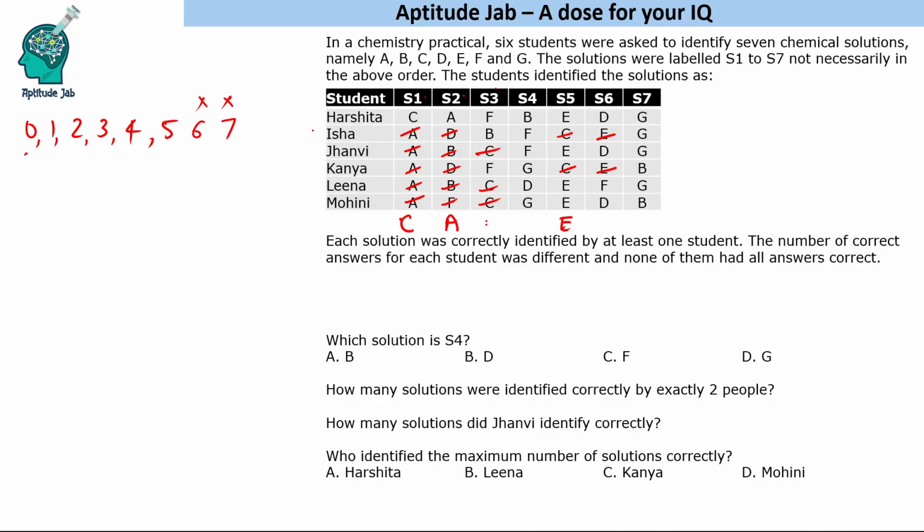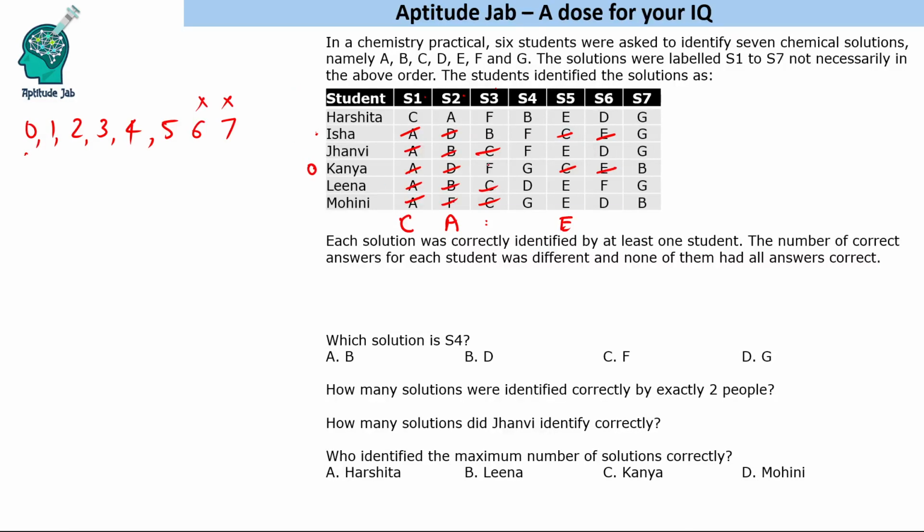So it can be Isha or it can be Kanya. Right? You cannot have others getting 0 correct because they have got at least S5 correct. Everyone has got S5 correct thus far. So that means either Isha or Kanya should get a 0. So let us assume that Kanya gets a 0.